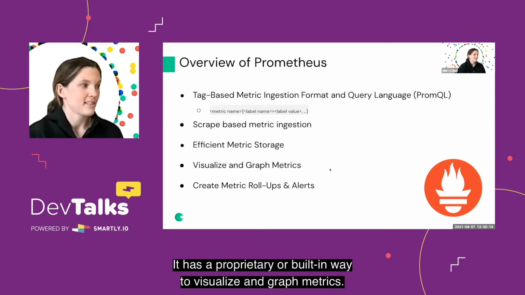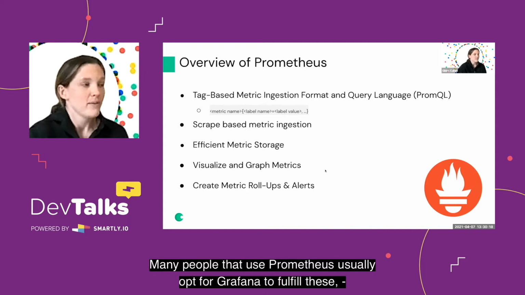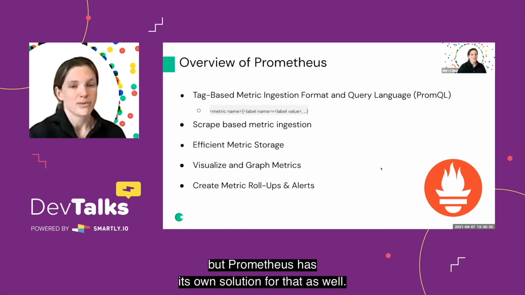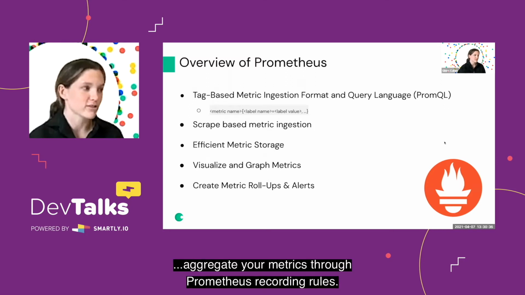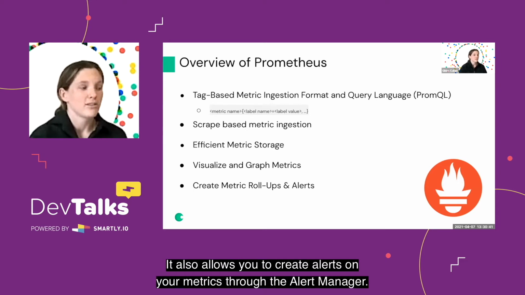It also has a built-in way to visualize and graph metrics. Many people that use Prometheus usually opt for Grafana to fulfill these needs, but Prometheus does have its own solution for that as well. And then finally, Prometheus allows you to aggregate your metrics through something called Prometheus recording rules. It also allows you to create alerts on your metrics through the Prometheus Alert Manager.